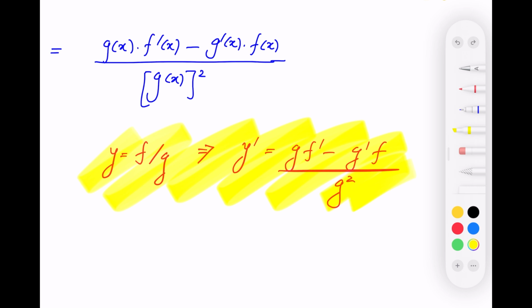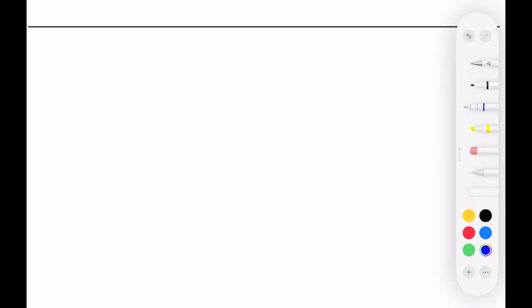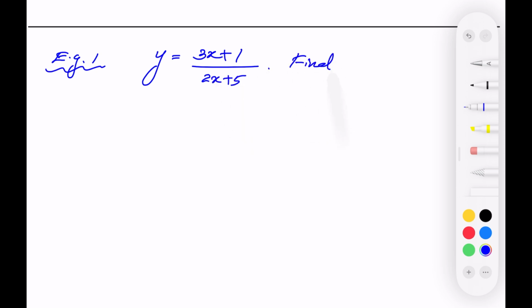Now we will look at a couple of examples. Here is your first example. Let's say y equals 3x plus 1 divided by 2x plus 5. Find dy by dx. This problem, of course, has a numerator and a denominator, which means we must use the quotient rule. Let me rewrite this problem as given. y equals 3x plus 1 divided by 2x plus 5.